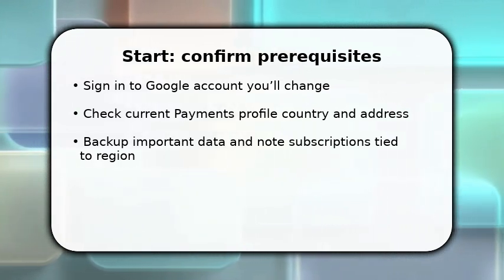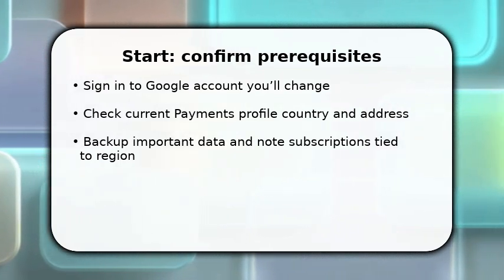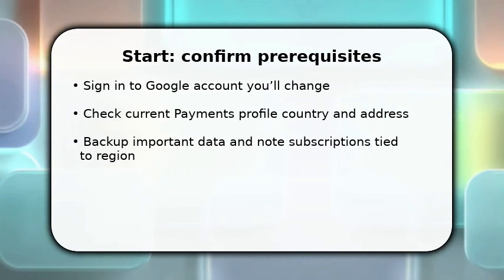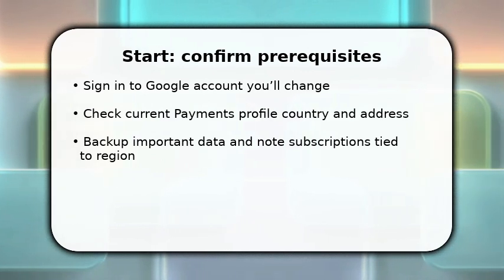Once done, open My Account. Google, and go to Payments or Google Play settings to begin the region change flow. This step prevents surprises. You'll alter billing, tax calculations, and available content when you continue.